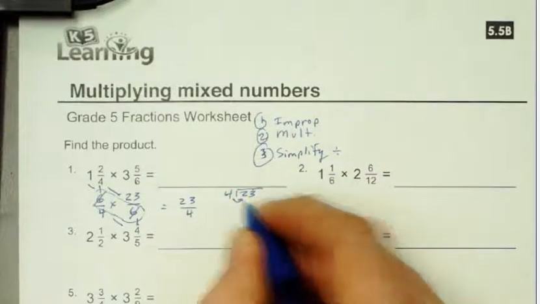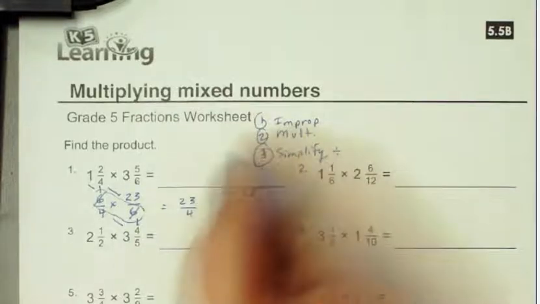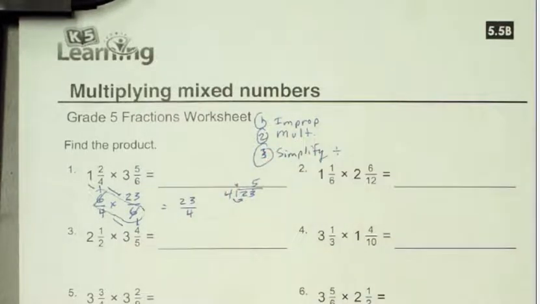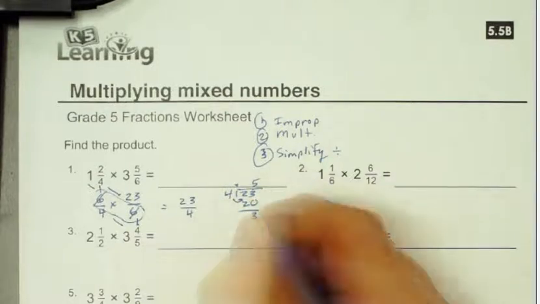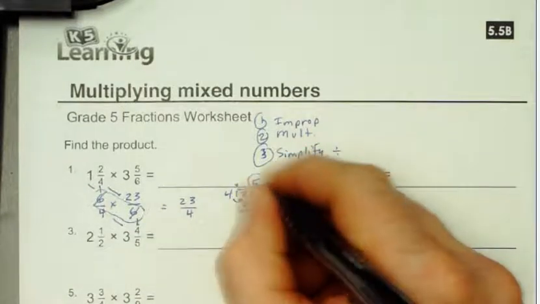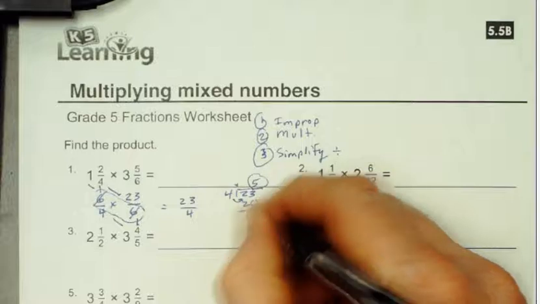4 does not go into 2, it does go into 23. I know that 4 times 5 is 20, and that's my closest multiple of 4. So I'm going to put that down. I'm going to subtract out, and I can see my answer sitting there. I'm going to do this one in a different color. The answer is 5 wholes, and 3 parts out of 4.